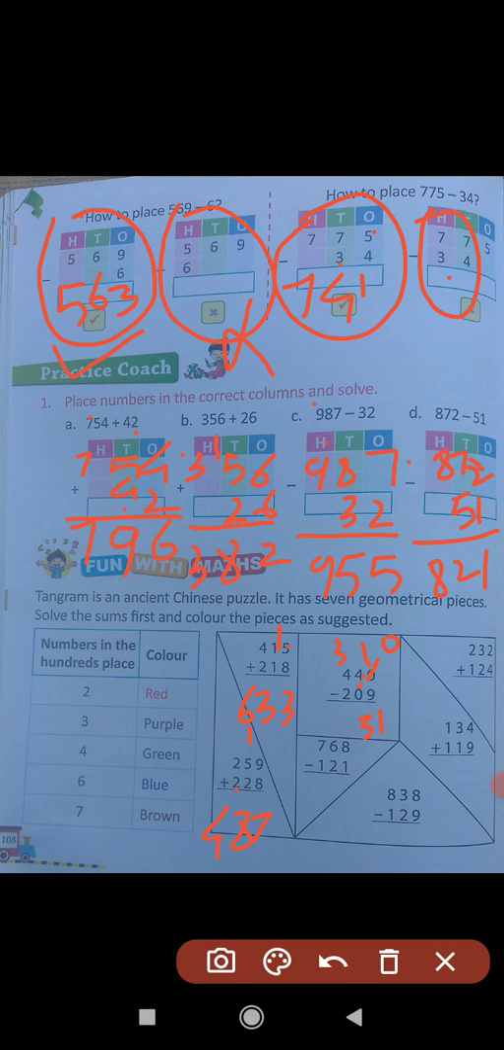In hundreds place, see 4 minus 2. 4 minus 2 is equal to 2. Answer is 231. 440 minus 209 is equal to 231.